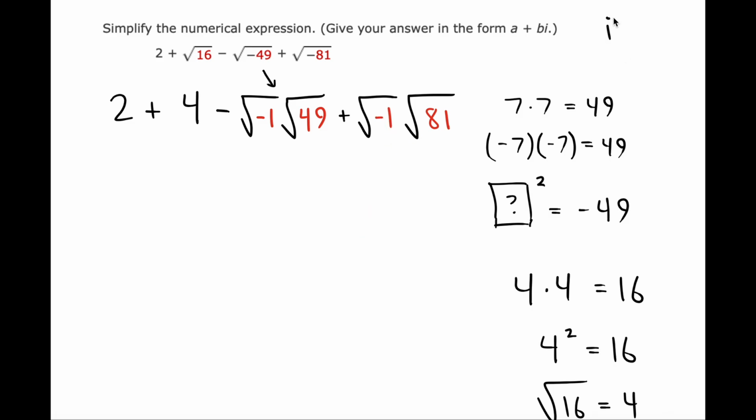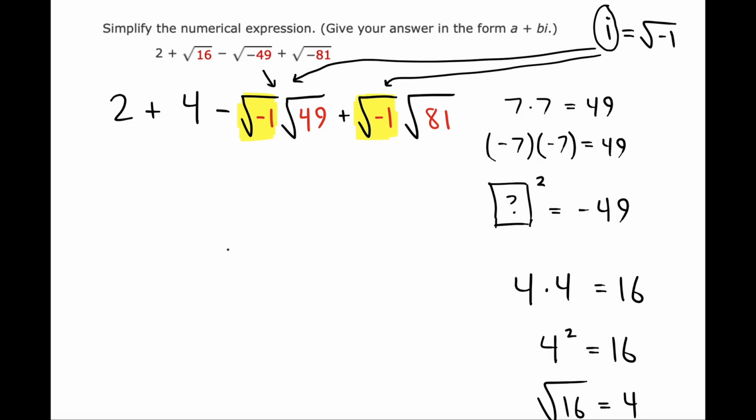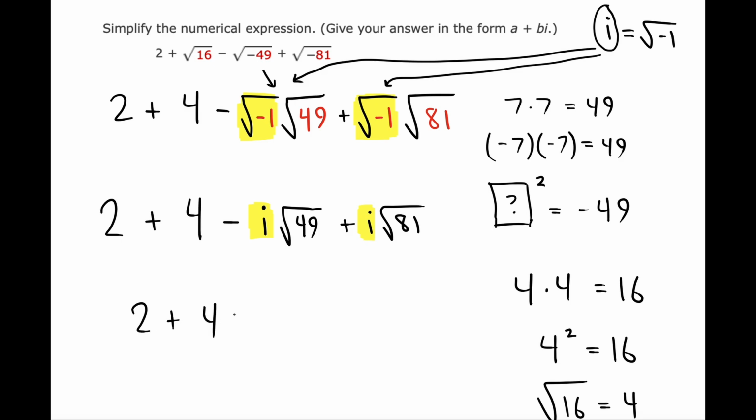At this point I'm going to let the letter i take the place of the square root of negative 1. So I'm going to substitute the i in here and here in place of the radical negative 1s. So this is going to go here and here. At that point I can take the square root of 49 and the square root of 81. The square root of 49 is 7, and the square root of 81 will be 9.